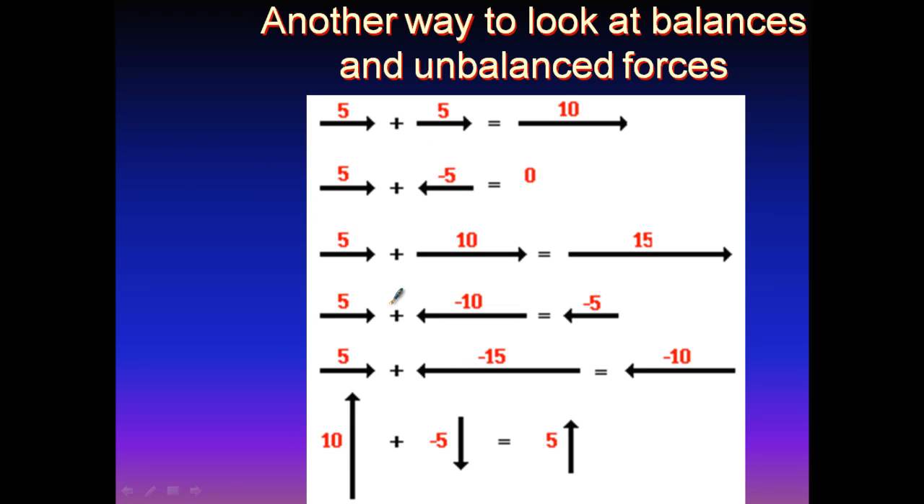So another way to look at this, two arrows go in the same direction, add them together, 10. Two arrows go in the opposite direction, add them together, equals 0. This guy, both in the same direction, 5 and 10, you get 15. This guy, 5 to the right, 10 to the left, you get -5. And so on, and so on, and so on. It works the same up and down as it does left and right.